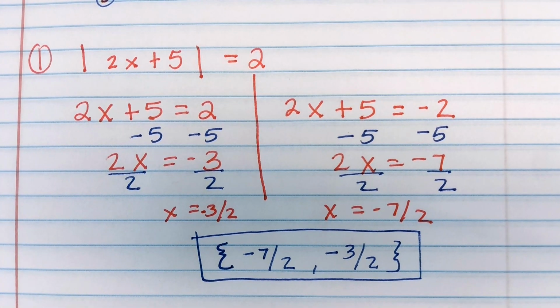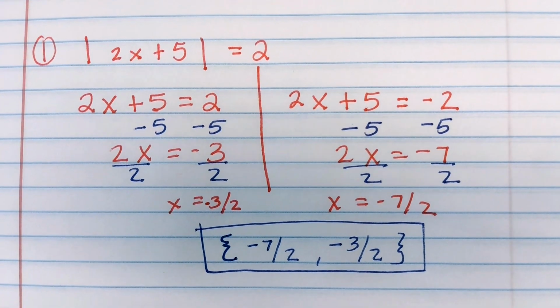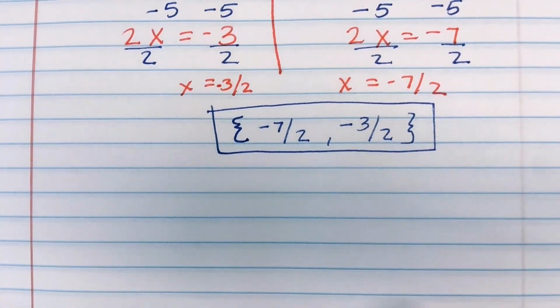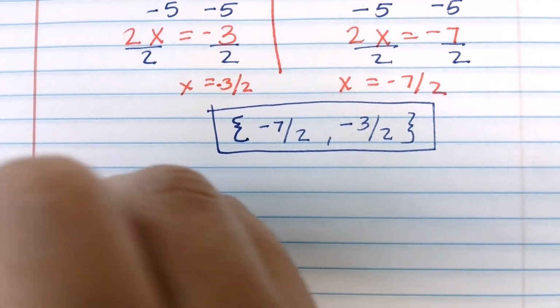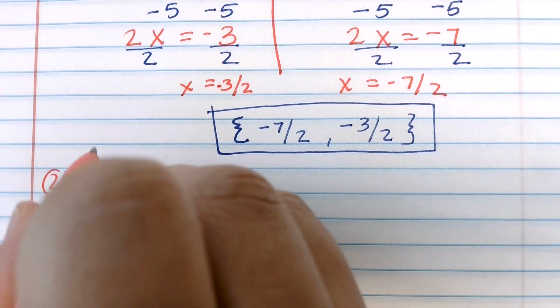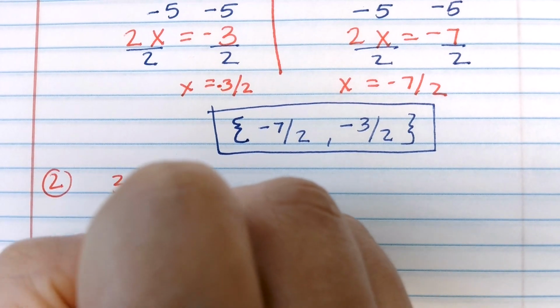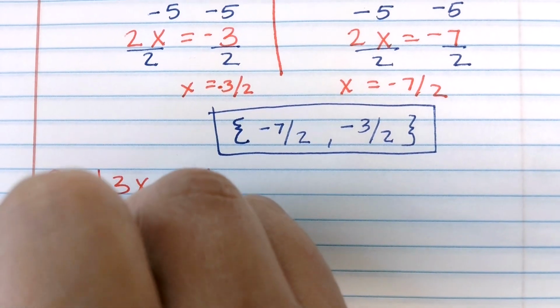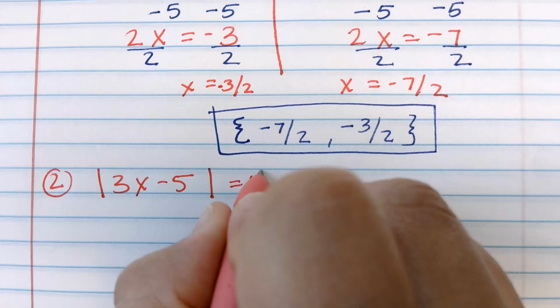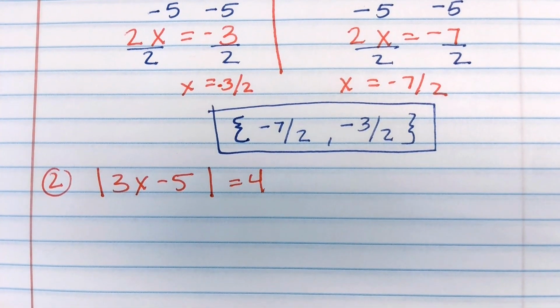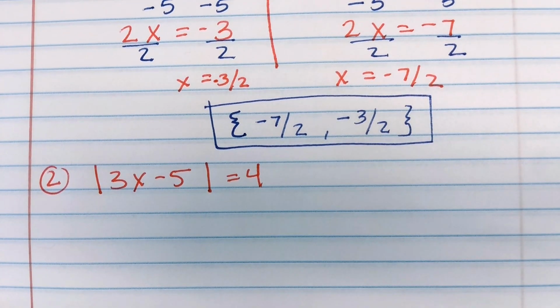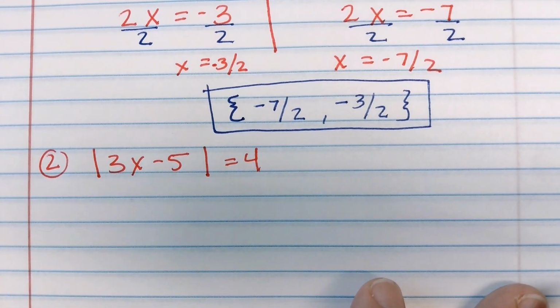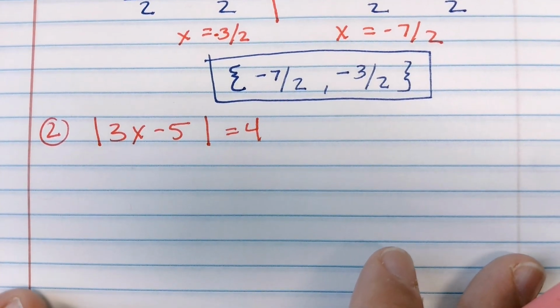Okay, let's try another one. This time I have 3x minus 5, absolute value, is equal to 4. If you think you got this, you can skip over this part and move to the harder problems, or try this problem on your own, pause me, and then see what happens. See if you get it right.